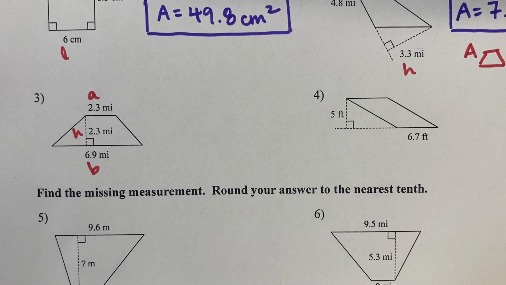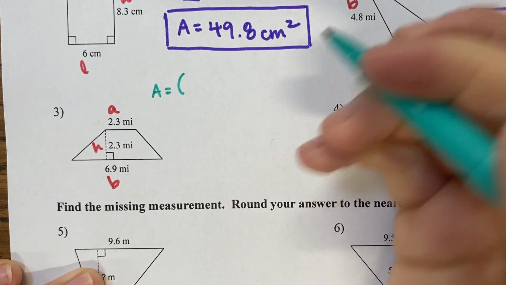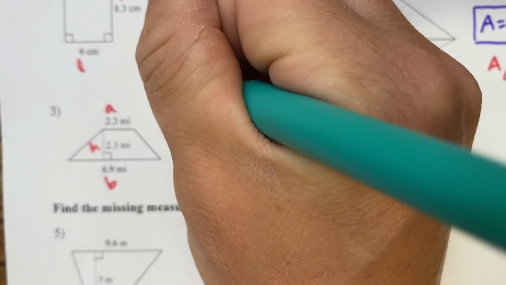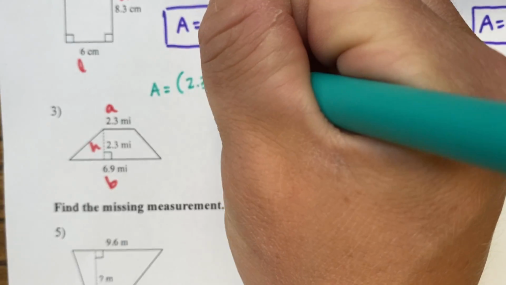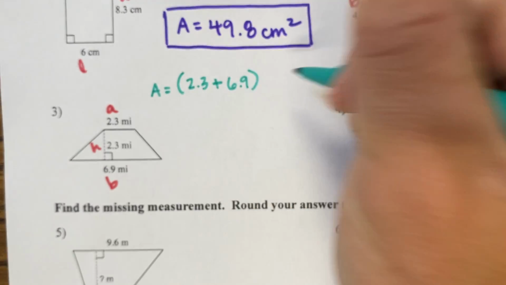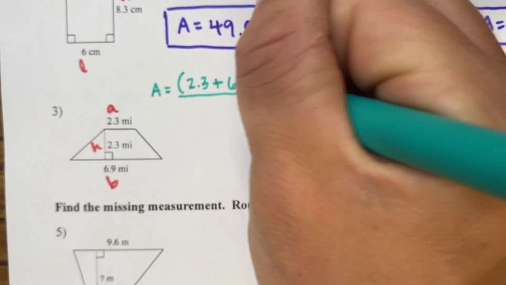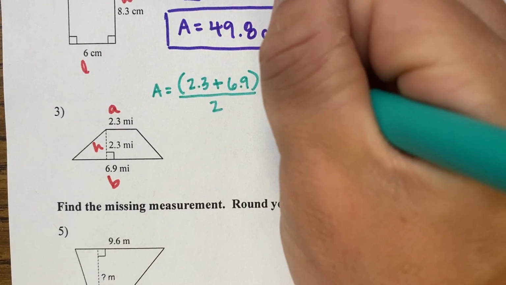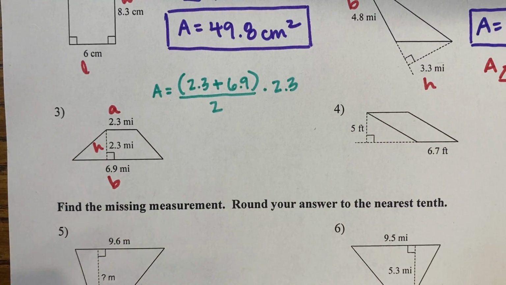Okay, now we can go ahead and plug it into our formula. So we have area equals parentheses A, and I'm going to leave off the units just to leave myself a little space, 2.3 miles plus B, 6.9 miles. We have to divide that number by 2, whatever we get, and multiply it by our height, which is 2.3 miles.